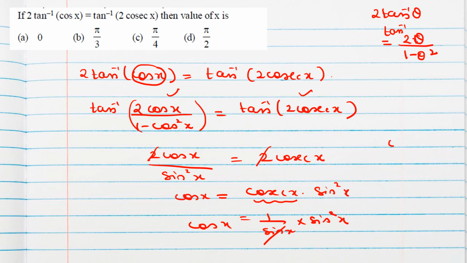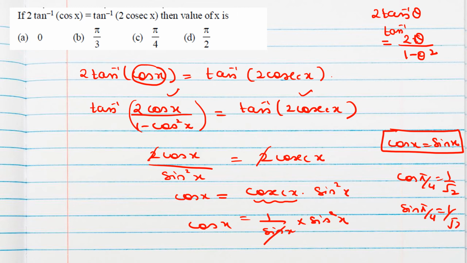Now cos x equal to sin x. So only for one value of x, both trigonometric ratios are equal. That is pi by 4. Because we know cos pi by 4 is also 1 by root 2 and sin pi by 4 is also 1 by root 2. So our final answer will be pi by 4.